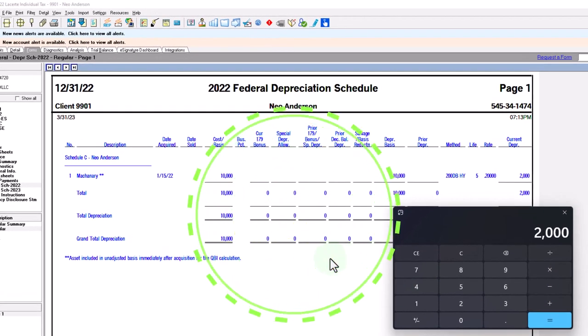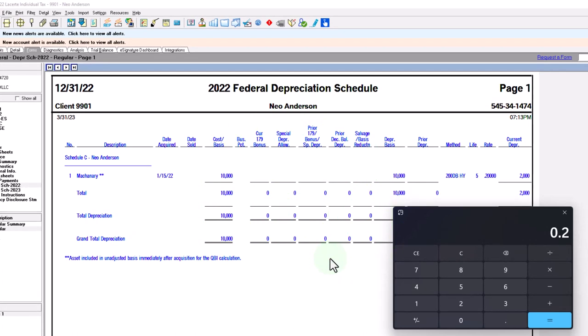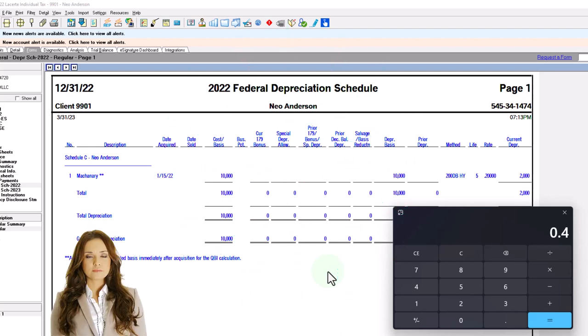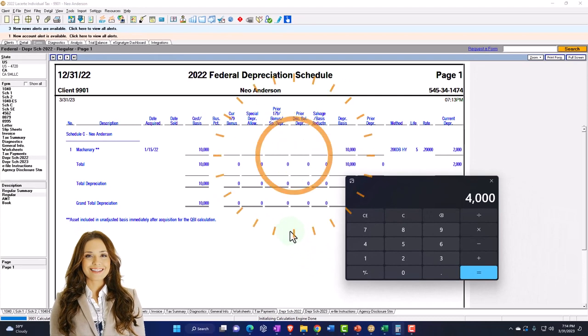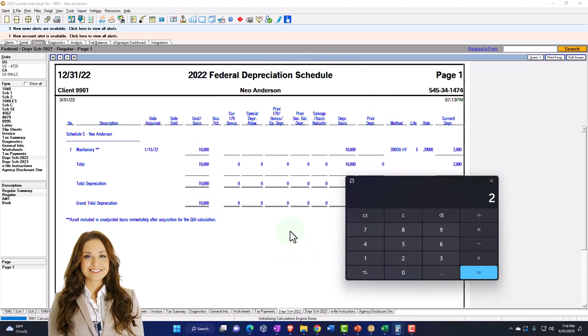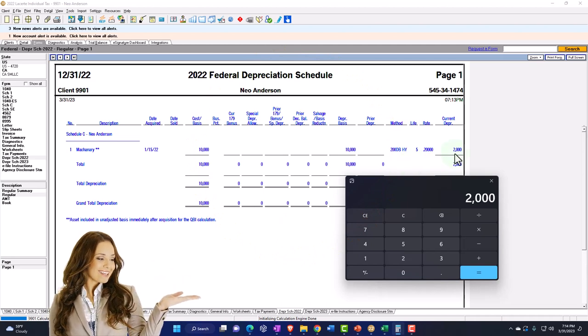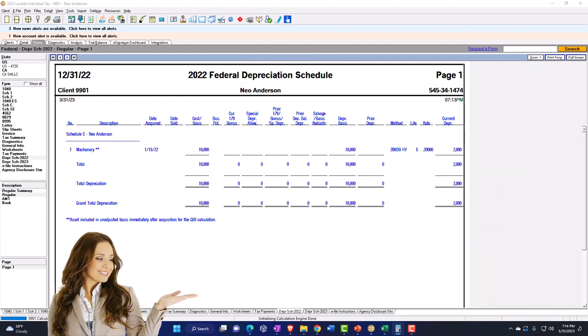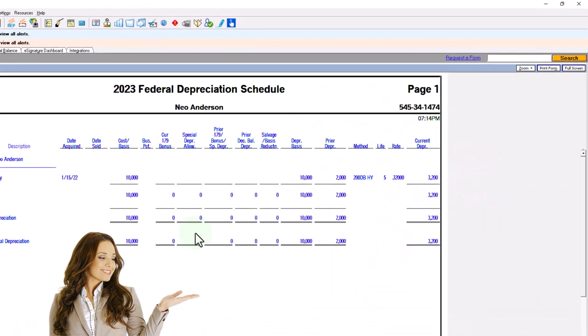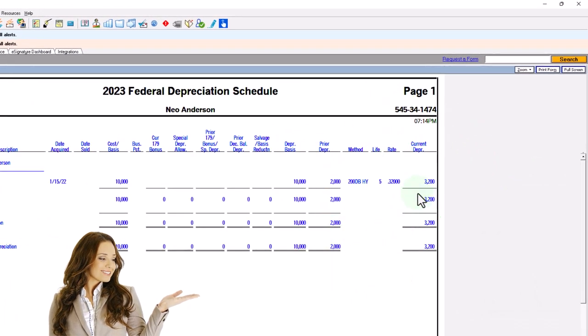If I divide that by the 10,000, the rate is 0.2, or you could do that by 1 divided by 5, the number of years, 0.2 times 2, that would be 40%. So 40% is the double declining rate times 10,000 would be 4,000 in the first year. And then if I divide that by 2, that's how we get that 2,000. It looks like the straight line rate, but it's really the double declining with that half-year convention. Here's what it is in year number 2.